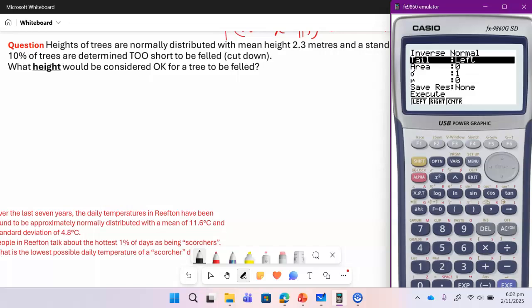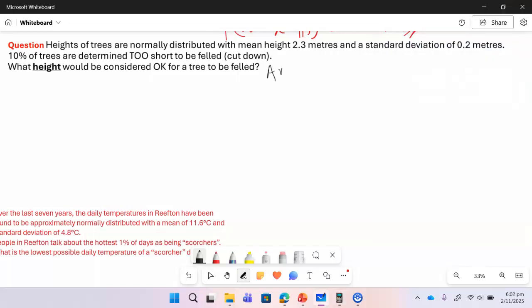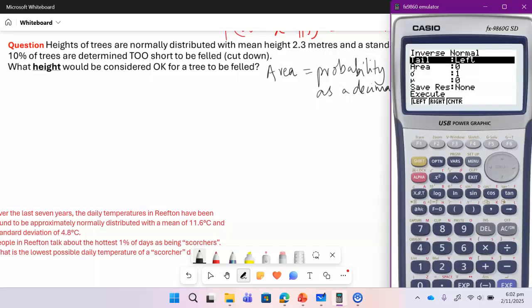Area is the probability. I might write that down for you. But as a decimal, probability as a decimal. Mean and standard deviation are the same, and then you just press EXE to get your answer.